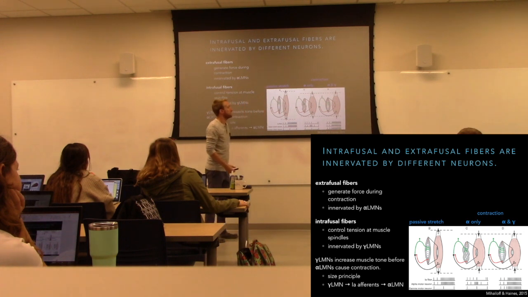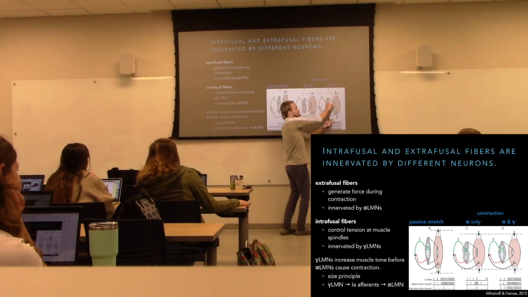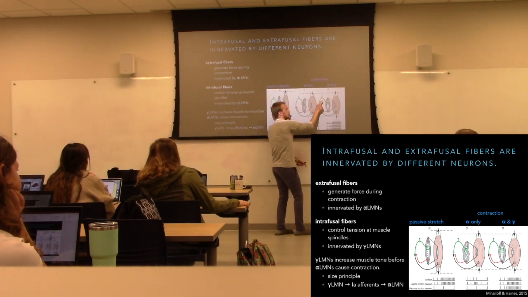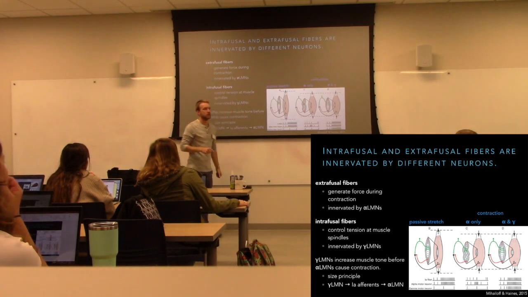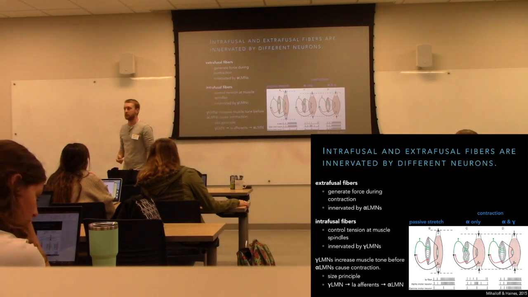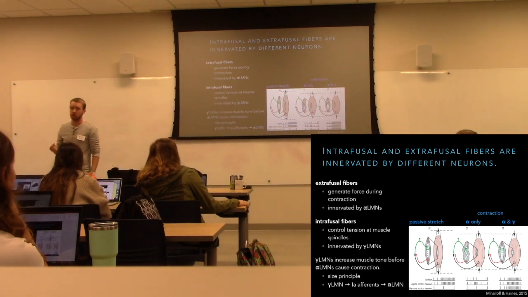When that alpha motor neuron fires, the muscle contracts. While it's contracting, so are these intrafusal fibers, so that we have no overt change in spindle length. We don't generate a stretch reflex, and we can actually contract our muscles.